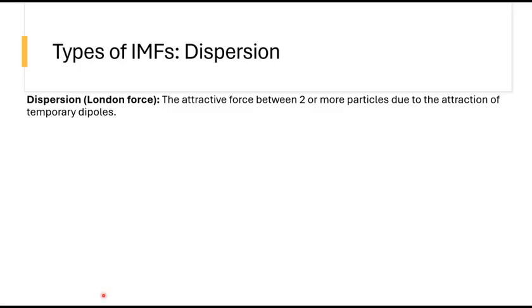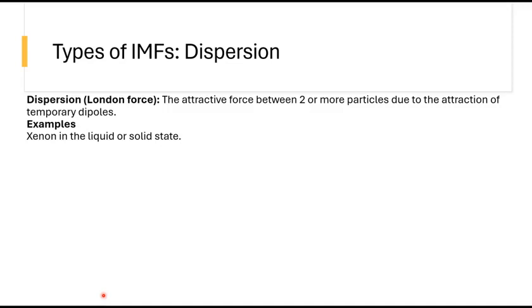The transient or temporary dipole will cause adjacent particles to also polarize and become dipoles themselves. They stick to each other via their partial charges that are temporary. All particles will interact this way, and temporary dipoles can disappear as easily as they form. Let's take a look at a few examples.